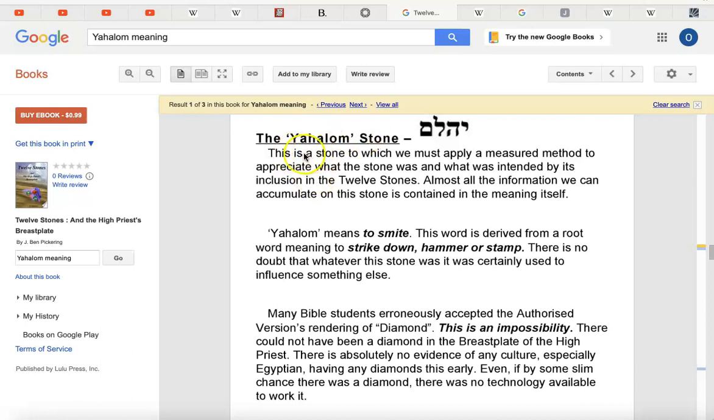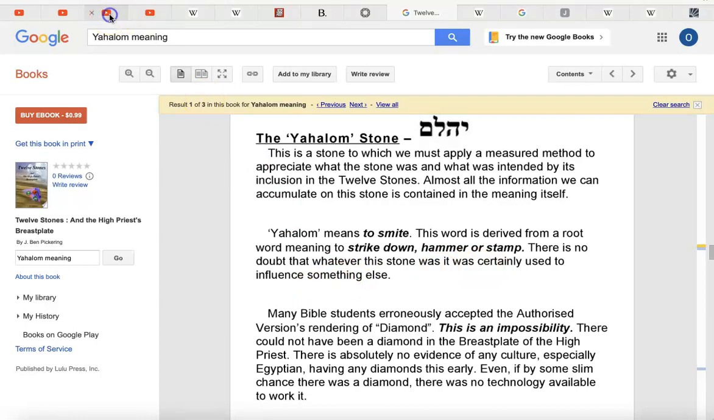The Yahalom stone. This is a stone to which we must apply a measured method to appreciate what the stone was and what was intended by its inclusion in the 12 stones. Almost all the information we can accumulate on this stone is contained in the meaning itself. Yahalom means to smite. Okay, this is the word for diamond in Hebrew, but the word literally means to smite. Okay. This word is derived from a root word meaning to strike down, hammer, or stamp. There is no doubt that whatever this stone was, it was certainly used to influence something else.